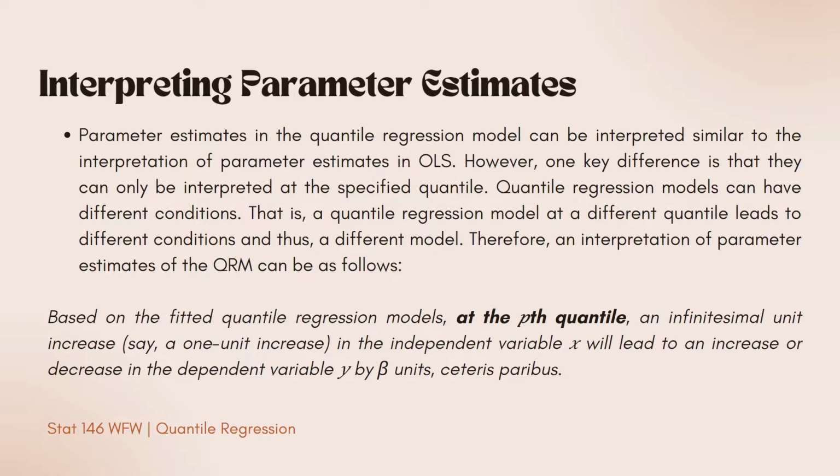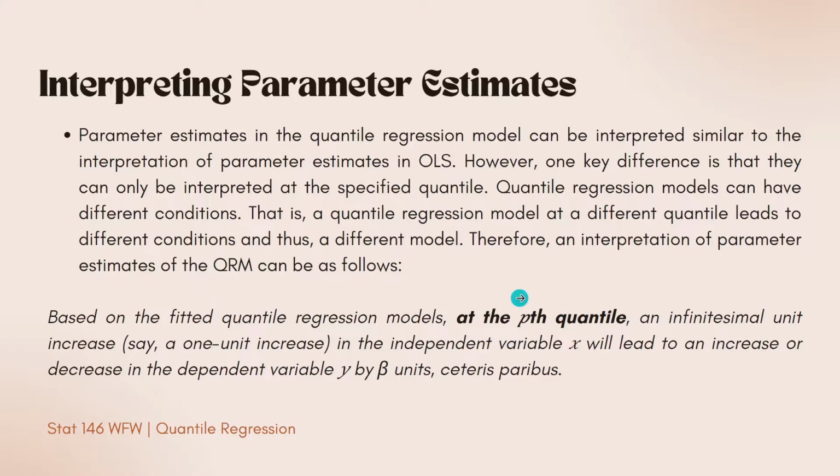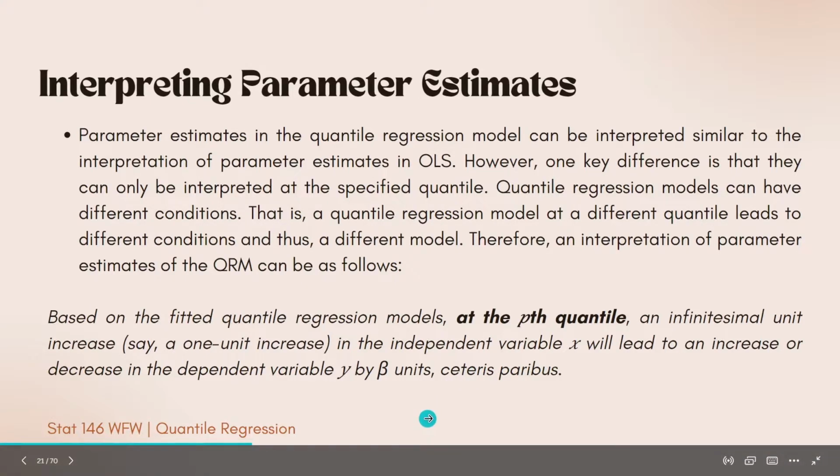Parameter estimates in the quantile regression model can be interpreted similar to the interpretation of parameter estimates in OLS. However, one key difference is that they can only be interpreted at the specified quantile. Quantile regression models can have different conditions. That is, a quantile regression model at a different quantile leads to different conditions and thus a different model. Therefore, an interpretation of parameter estimates of the QRM can be as follows. Based on the fitted quantile regression models, at the pth quantile, so ito yung main difference, an infinitesimal unit increase, say a 1 unit increase in the independent variable x will lead to an increase or decrease in the dependent variable y by beta units ceteris paribus.